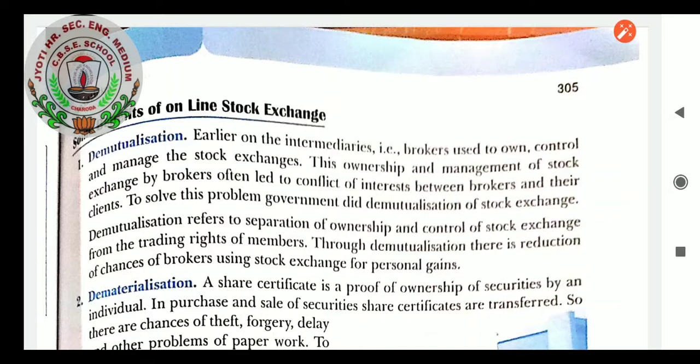Demutualization refers to the separation of ownership and control of the stock exchange from the trading rights of members. Through demutualization, there is a reduction in the chances of brokers using the stock exchange for personal gains.